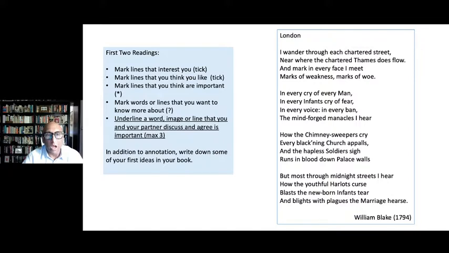London. I wander through each chartered street, near where the chartered Thames does flow, and mark in every face I meet marks of weakness, marks of woe. In every cry of every man, in every infant's cry of fear, in every voice, in every ban, the mind-forged manacles I hear. How the chimney sweeper's cry every blackening church appalls, and the hapless soldier's sigh runs in blood down palace walls. But most through midnight streets I hear how the youthful harlot's curse blasts the newborn infant's tear and blights with plagues the marriage hearse.